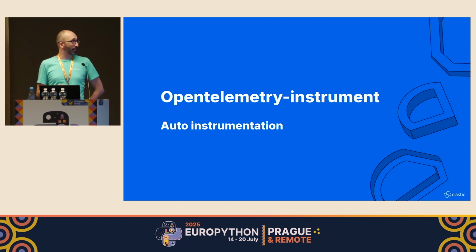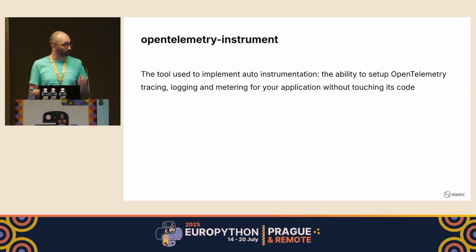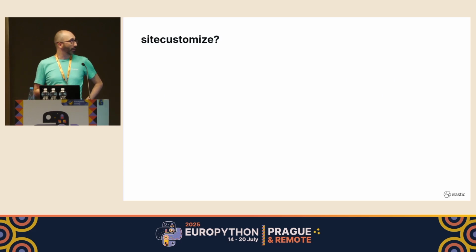Now let's look at opentelemetry-instrument, our way to implement auto-instrumentation. It is a tool that gives you the ability to set up OpenTelemetry tracing, logging, metering, and hopefully profiling in the future for your Python application without touching your application code. Just a quick question: how many of you already know about the sitecustomize module? Please raise your hands. Okay, not many. So hopefully you will learn something new.